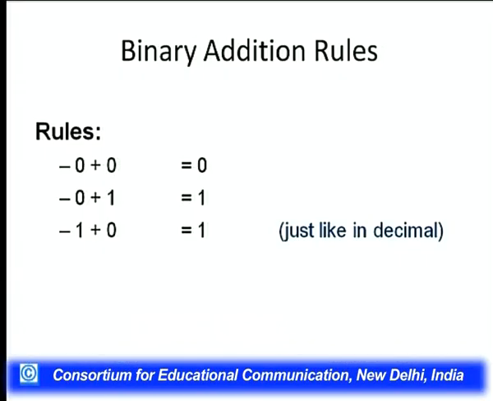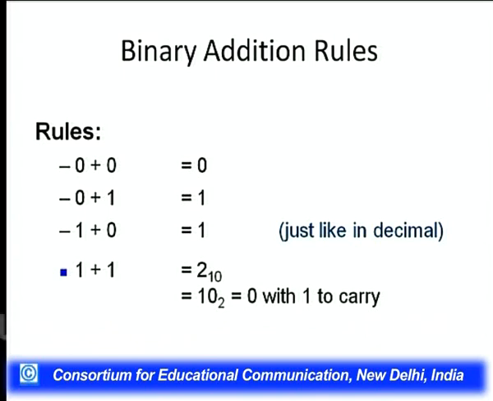So, now if we come to binary addition rules, binary addition is again very simple because you have only 2 bits here. So, we say when you add 0 and 0 you get a 0, when you add 0 and 1 you get a 1, when you add 1 and 0 you get a 1 again. So, this is the same just like decimal. Now, the difference is when you add 1 and 1. In decimal representation you show 2 as the digit, but the digit 2 is represented as 10 in binary.